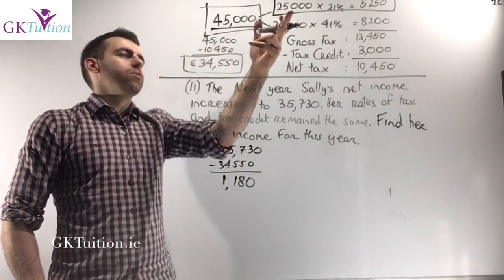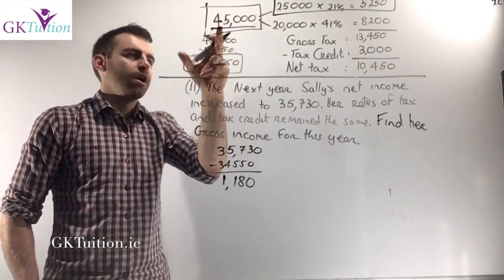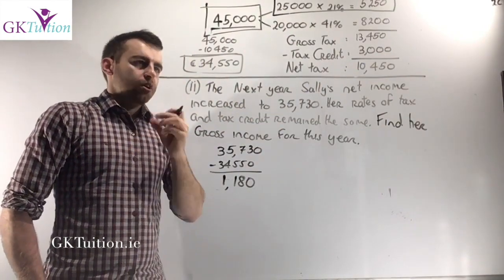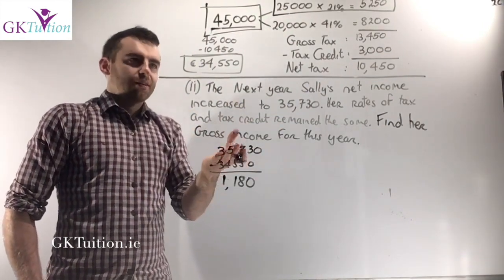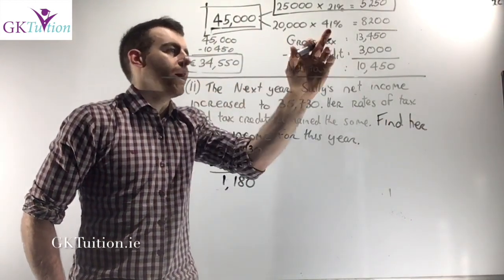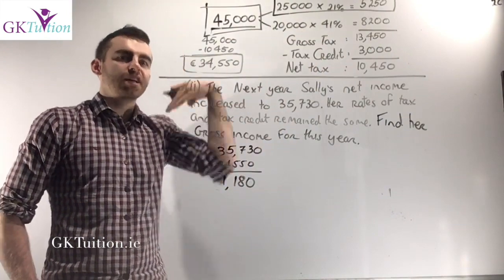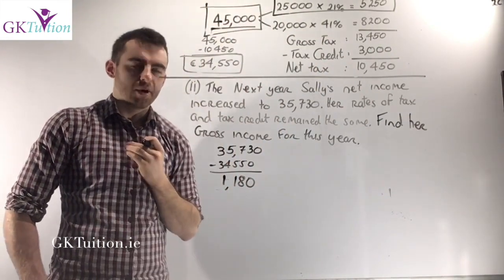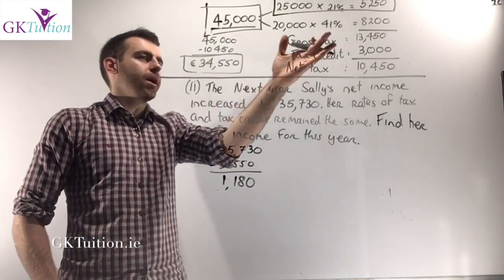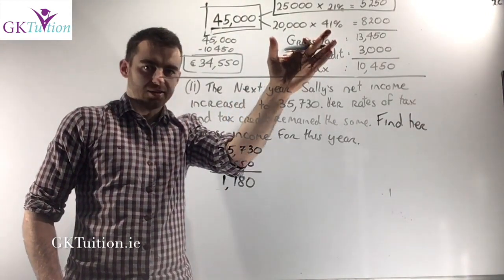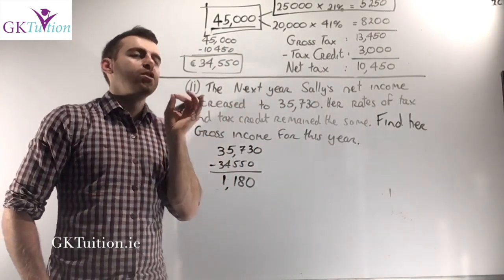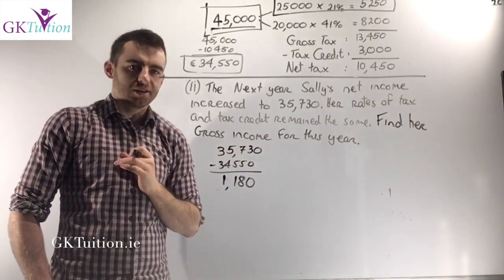However, then what you would do, you would take 25,000 from this figure and whatever is remaining you would pay at 41% tax. So her income has increased and all of the increase would have been paid at 41% tax because it's above the standard rate cutoff point. So any extra money that she earned this year, she would have had to pay 41% tax on it. It's really important. Whatever her gross income is increased by, she would have paid 41% tax on it.